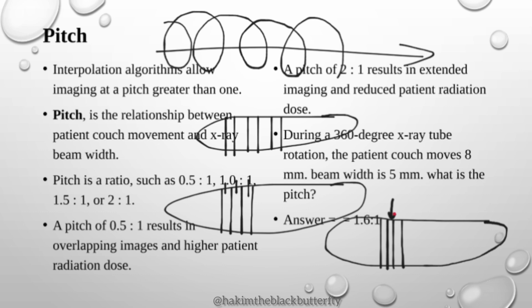If we are to create a third slice, the third slice can begin from here and then end here. So the third slice, part of it is in the second slice. This means that the table is moving very, very slow. This kind of pitch increases the patient's dose because there are some tissues which are going to be exposed more than once.